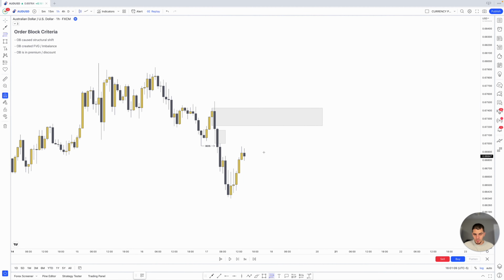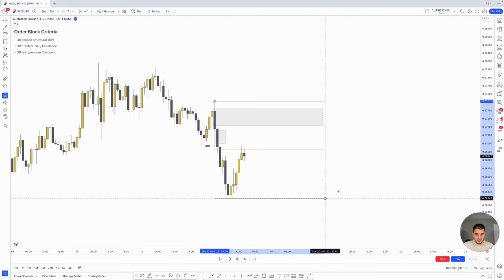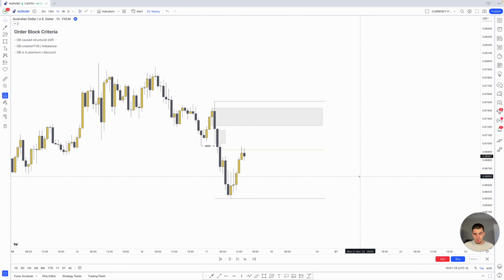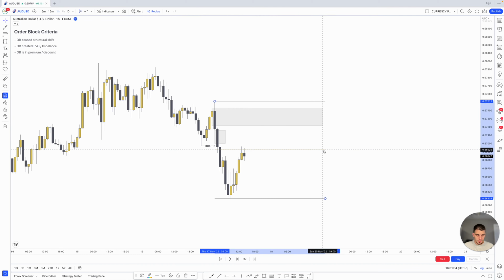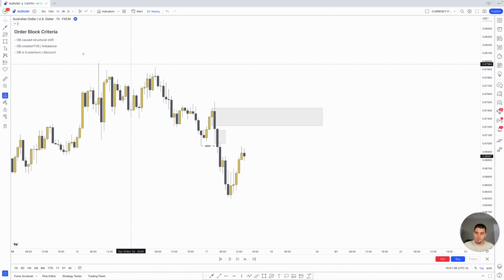So let's use the Fibonacci tool again and drag it from the swing high all the way down to the swing low. So because we're looking for a selling position now, we want to be looking for an order block in premium pricing, which means above the 50% line. So of course, this order block that I had just highlighted is at the extreme of the premium pricing range. So that's a very good sign. Let's delete the Fibonacci tool now. So that checks off everything from the list.